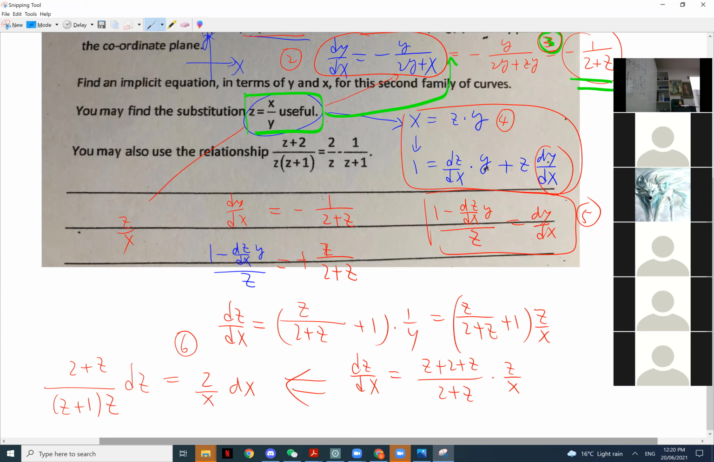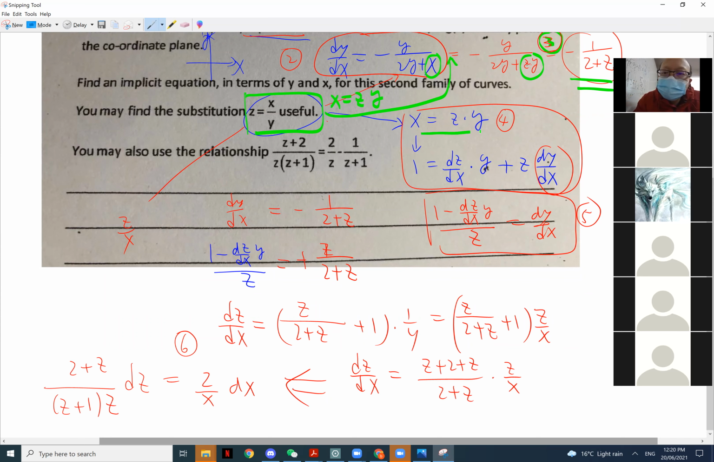Number 1, 2, just a basic idea. If you got dy dx, which is negative reciprocal for perpendicular. Number 3, how we got number 3? Because we know x equals zy here. X equals zy. That's why this x is replaced by zy, and y is cancelled. That's number 3.